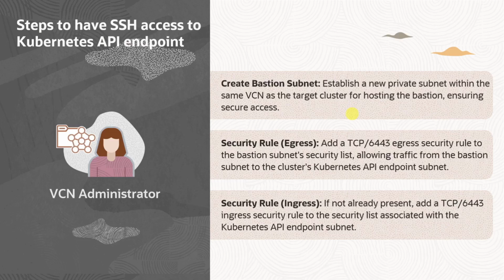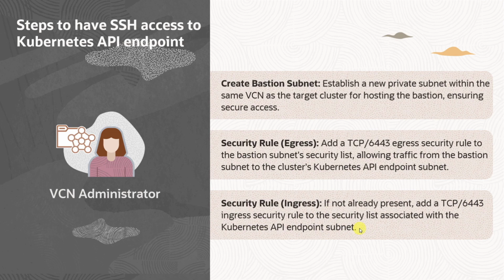But remember, like I mentioned earlier, you can create a new private subnet to host your Bastion, or you can leverage an existing subnet from within the VCN. We will be going for the latter option. Next, we must ensure that we add an egress rule allowing traffic from the Bastion subnet to the cluster's Kubernetes API endpoint subnet on port 6443. And we must set up an ingress rule to allow traffic on port 6443 on our Kubernetes API endpoint subnet.